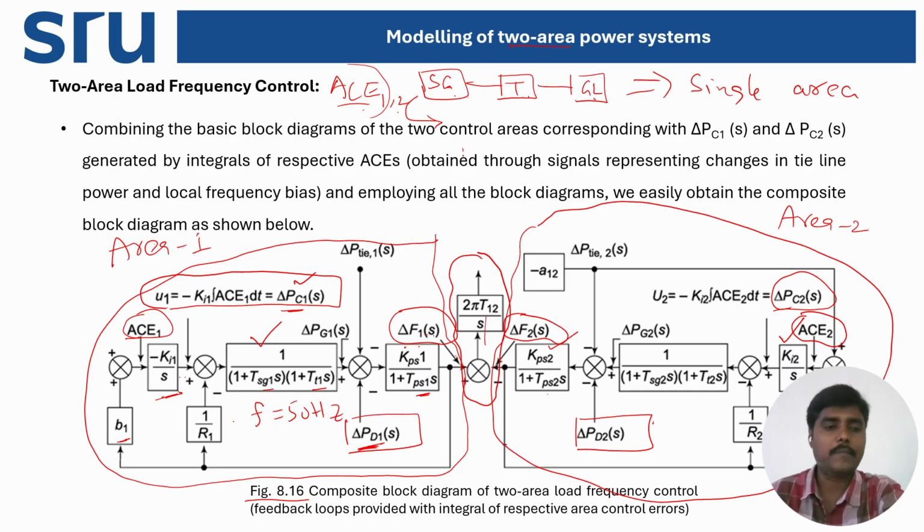As a whole, we can summarize that the two area model block diagram has two independent control area block diagrams along with two PI controllers and two area control error signals, that is ACE1 and ACE2. The analysis of this composite block diagram is quite difficult in comparison with the previous case, that is the single area power system, because here we have multiple inputs and multiple outputs. So you can think of this kind of system as a multi-input multi-output system, a MIMO system.